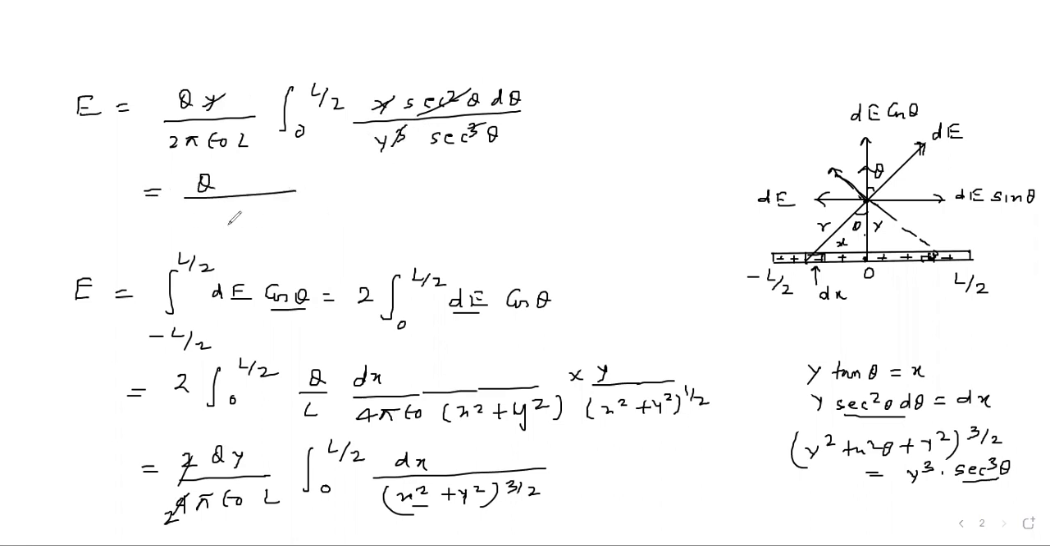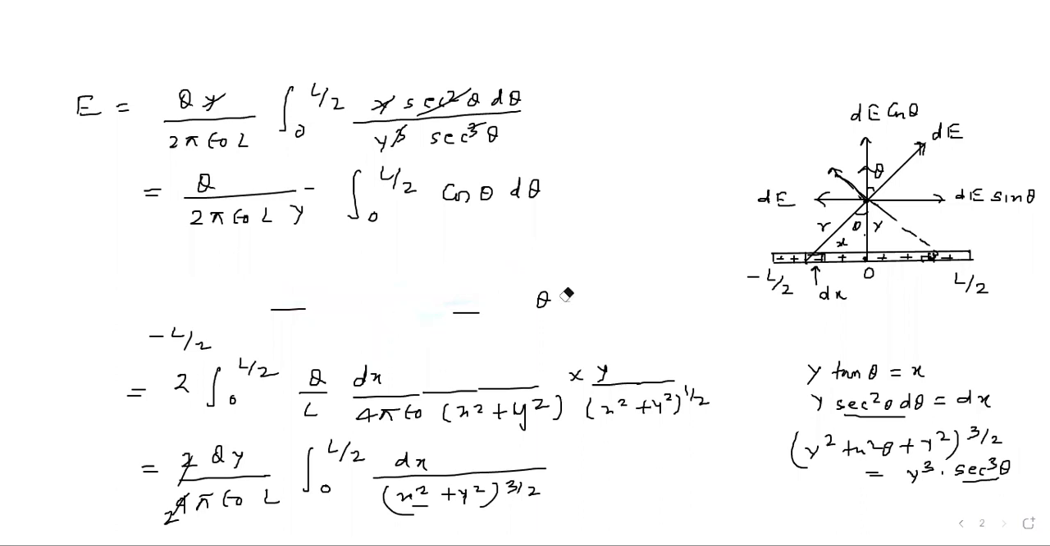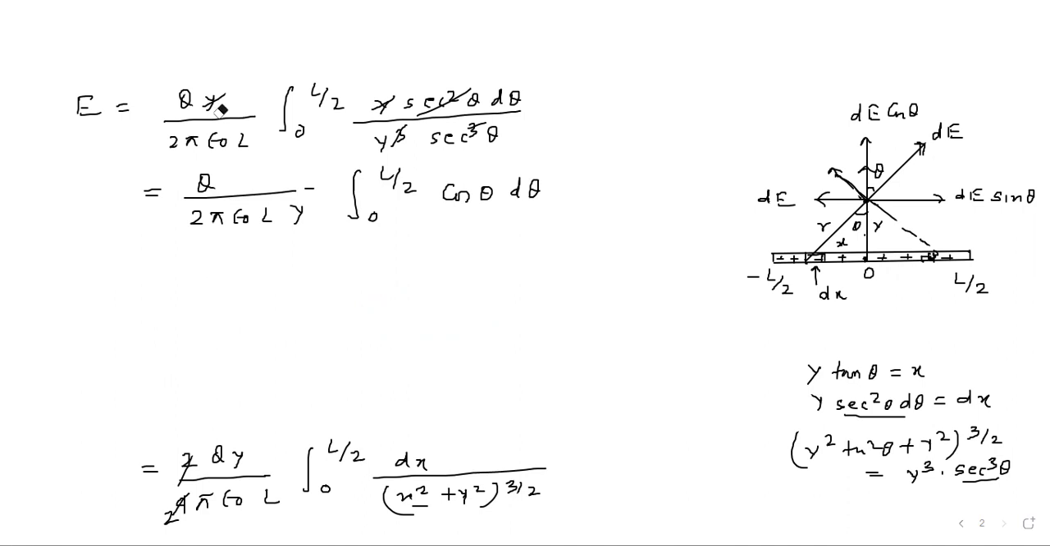So we can say that E equal to q upon 2 pi epsilon naught L times y, integration 0 to L by 2, 1 upon sec theta will become cos theta d theta. Now we integrate it, so we will be left with sine theta. Here we have not changed the limits when we have done substitution, so we have to go back for that. So q upon 2 pi epsilon naught Ly times sine theta, limits 0 to L by 2.